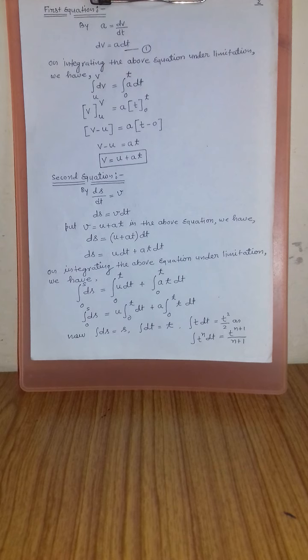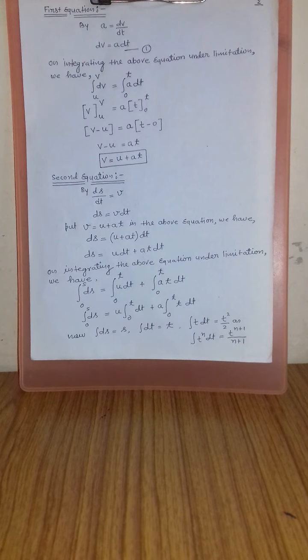Okay, on integrating the above equation under limitation, again I told you earlier that the lower and upper limits for ds would be 0 to s, and for dt would be 0 to t. So we will integrate each part separately. Integration of ds from 0 to s is equal to integration of u dt from 0 to t plus integration from 0 to t of a t dt.